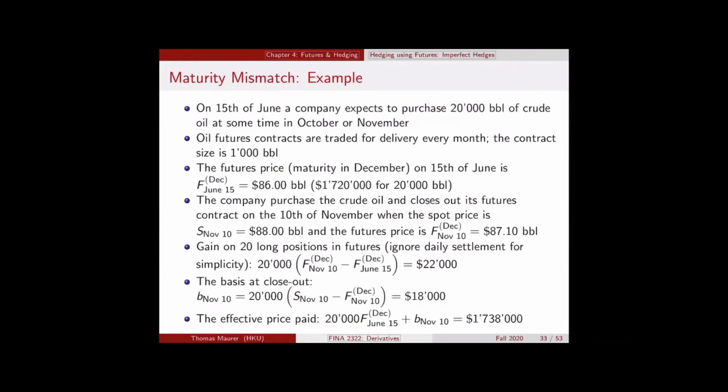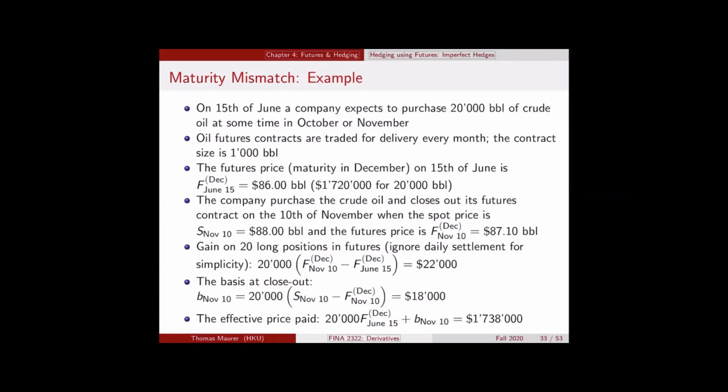Let's look at an example of a maturity mismatch. Let's say on the 15th of June, a company expects to purchase 20,000 barrels of crude oil sometime later in October or in November. So they don't know the exact day, but they know that they will have to buy crude oil at a future date. Now let's say that there are futures contracts traded on crude oil, and each contract is of a size of 1,000 barrels of oil.